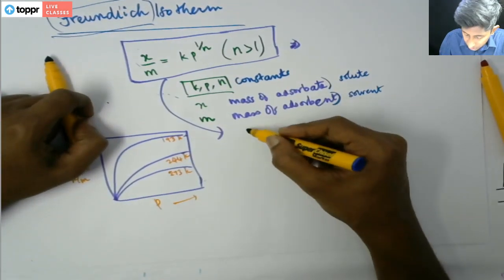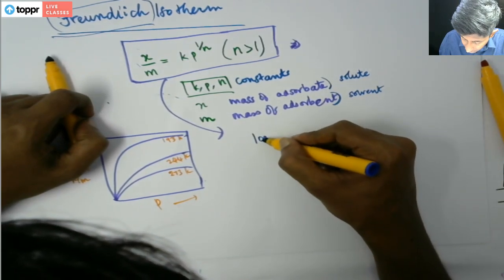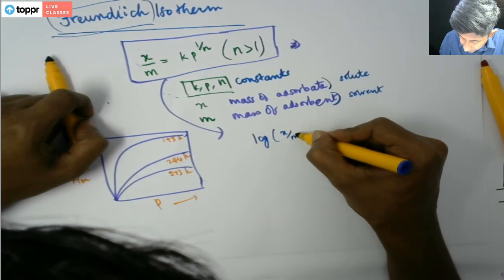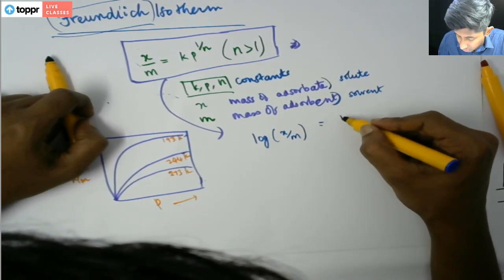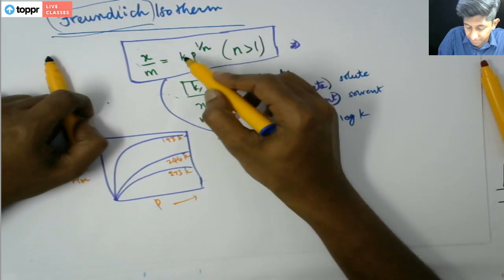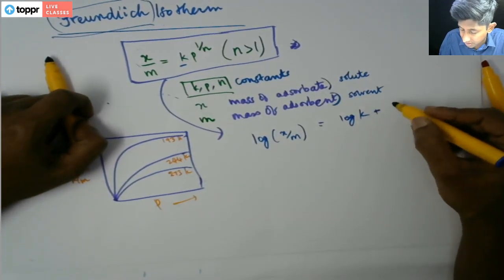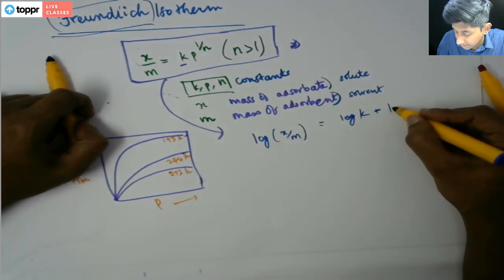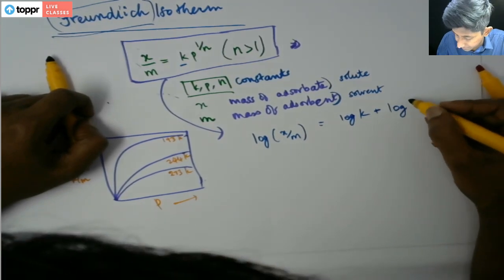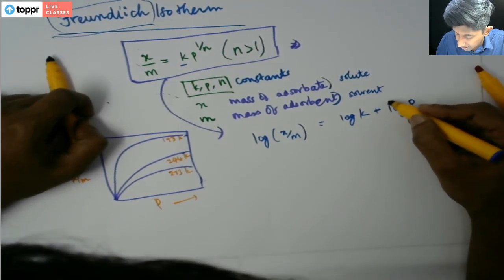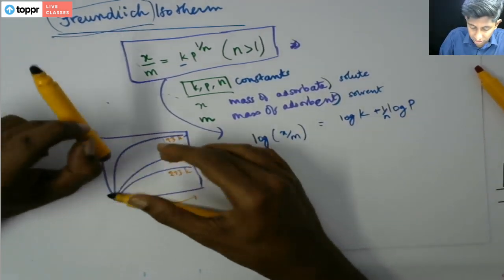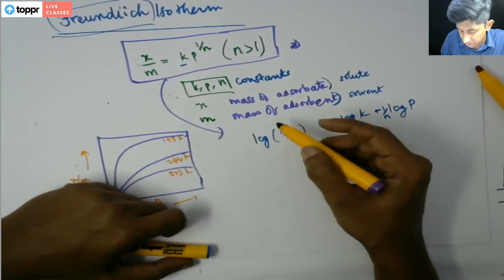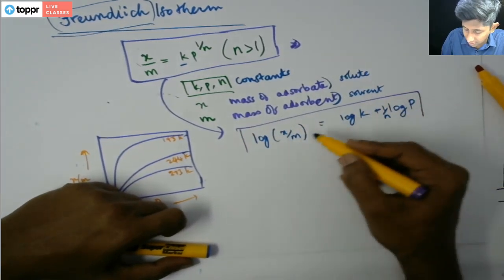So if you apply log on both sides, you get log x by m is equal to 1 by n log of k, plus, since it's a product, you get log of p, and since 1 by n is in power, it will come before that. So this is the main equation which is normally used in the Freundlich isotherm.